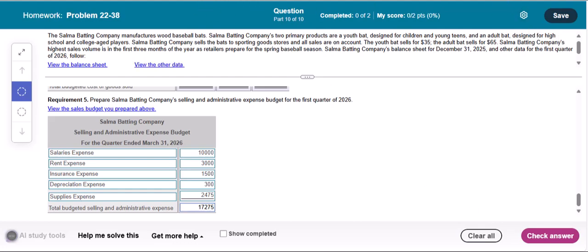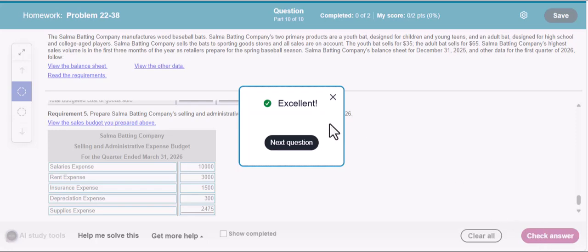So let's go ahead and check our answer. Excellent, we are done. Now most students have problems, or the most challenging part is the cost of goods sold budget. So make sure you spend time understanding how that works. And of course, this whole budget depends on the sales budget, so you need to make sure you get this stuff right up from the top. But we're all done with this problem.